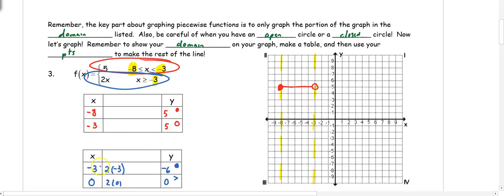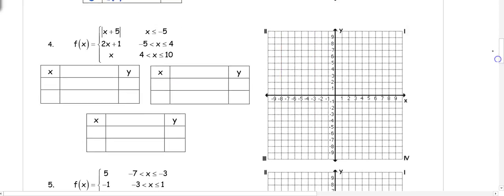So we're going to go to those points, -3, -6, put a closed dot, 0, 0, put a little dot to connect our lines, and then add our arrow.